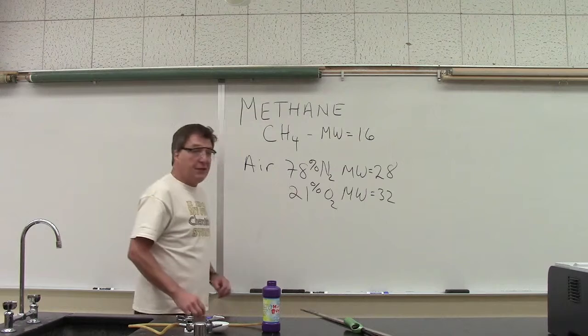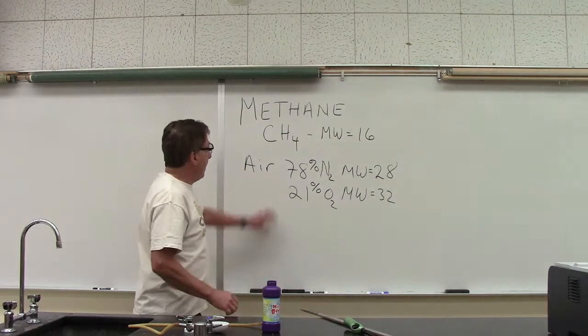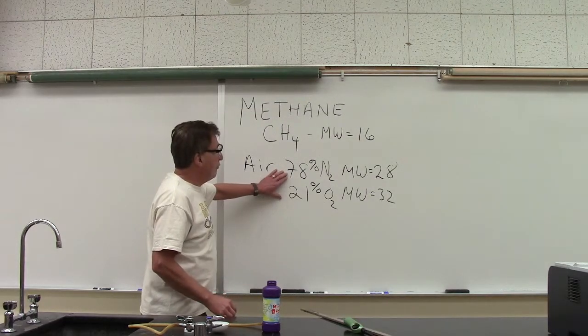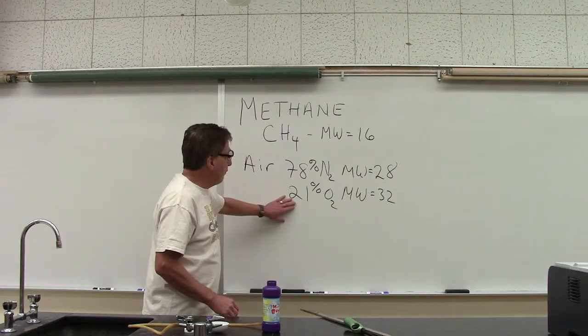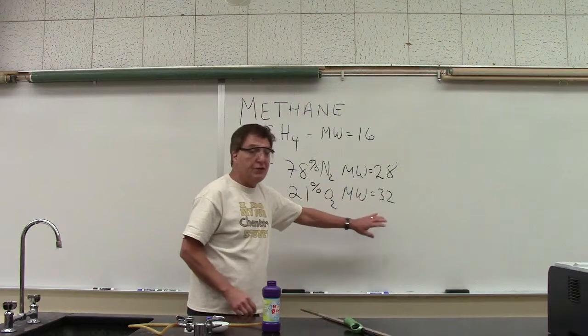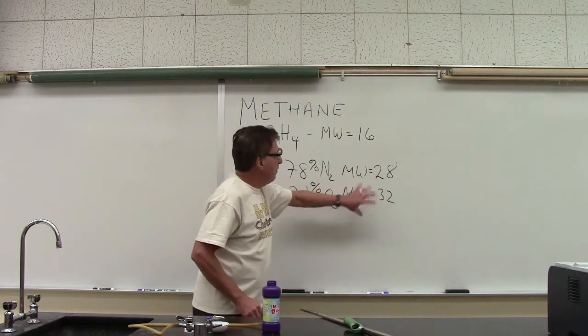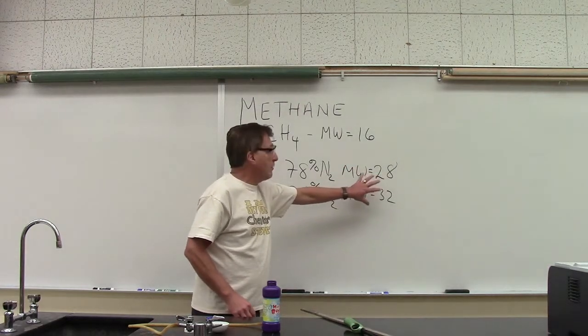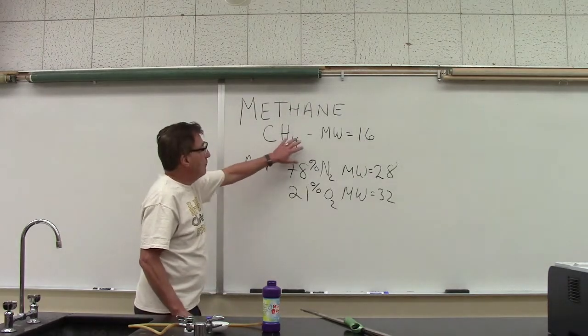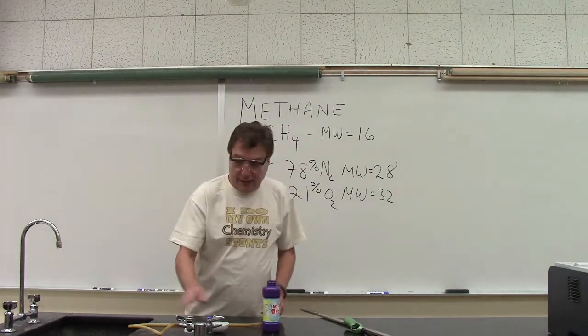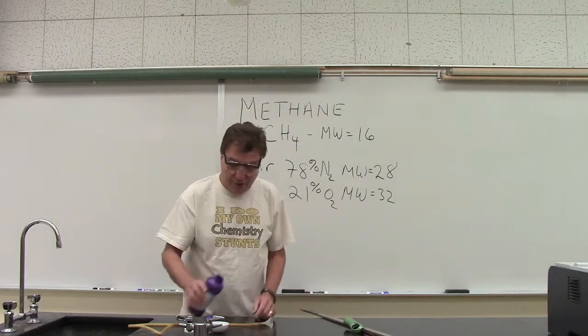When we look at density of gases, our air is 78% nitrogen, which has a molecular weight of 28, and 21% oxygen, which has a molecular weight of 32. So air is right around 29 molecular weight, an average. And we're going to look at methane. This is natural gas, CH4, and has a molecular weight of 16. Coming out of this tap here mostly is methane.